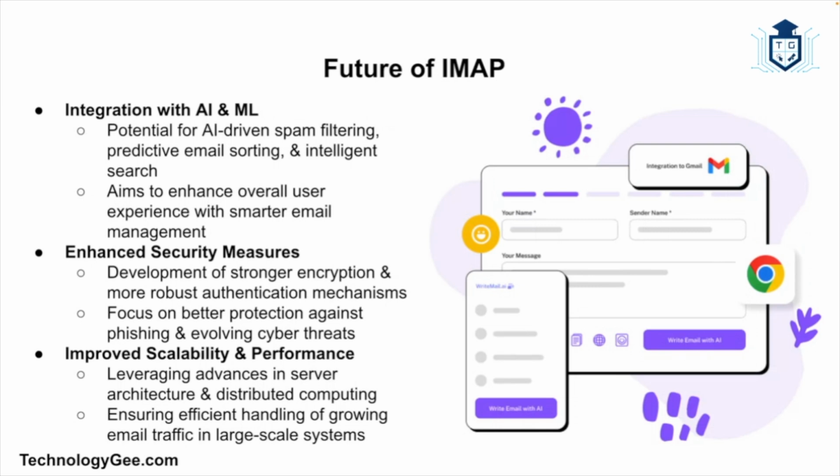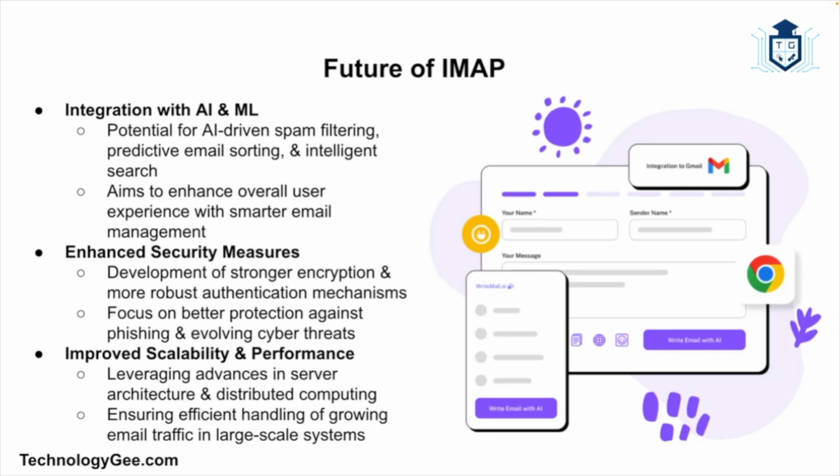Then there's the integration with AI and machine learning. AI and machine learning technologies are transforming the way we interact with email, and IMAP servers and clients may incorporate AI-driven features such as advanced spam filtering, predictive email sorting, and intelligent search capabilities to enhance user experience.